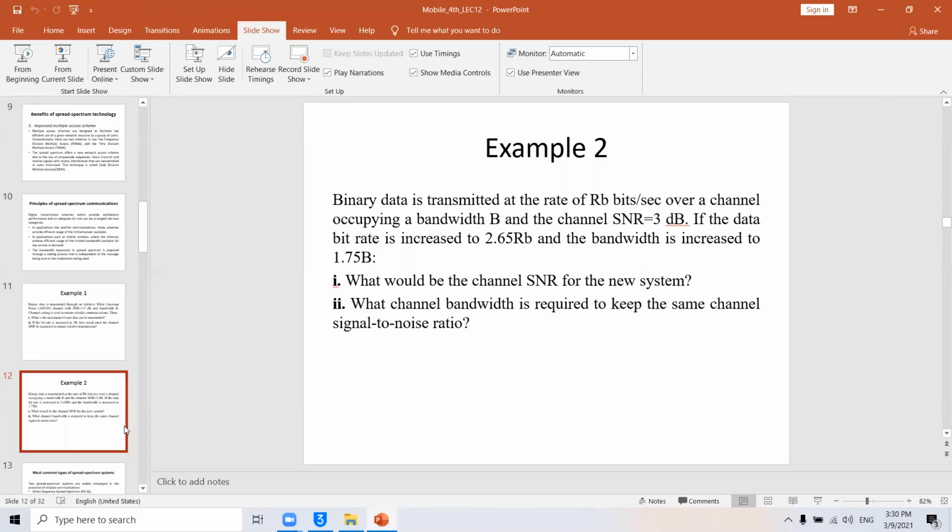So I'm going to utilize the same formula, which is C equals B log of 1 plus SNR. Now, at the beginning, we have RB equals B log of 1 plus SNR, okay? And the SNR in ratio is 2, okay? So RB equals B log of 3, okay? No more, no less. Now, you can say that this equation will be equation number 1.